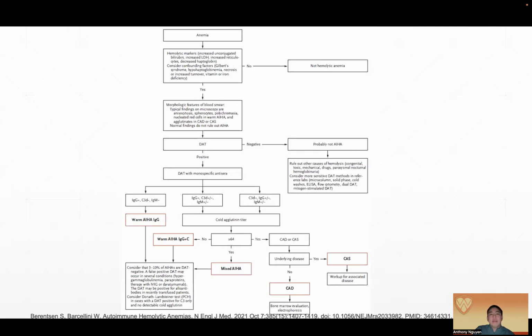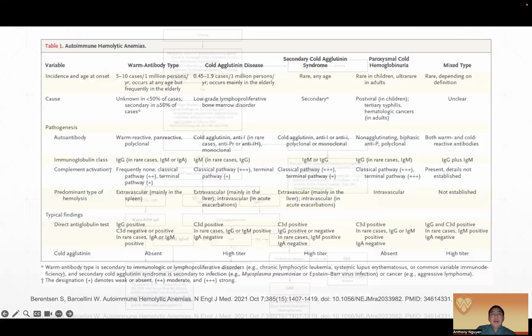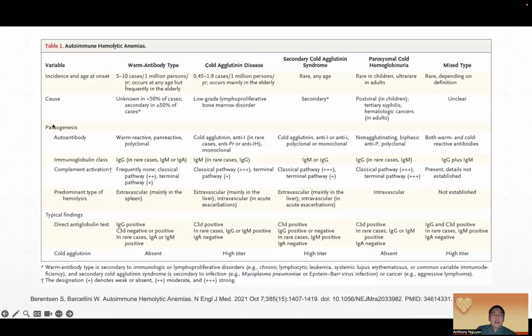And again, this is our schematic of how we diagnose, and the pathway to the diagnosis of warm versus cold hemolytic anemias. So again, this is another, I think, very useful summary chart of the incidence, the cause, the pathogenesis, and the typical findings in terms of the workup of warm and cold hemolytic anemias, and then secondary cold agglutinin syndromes.